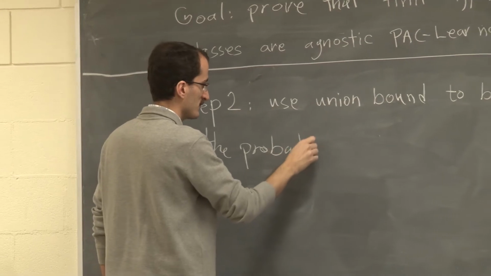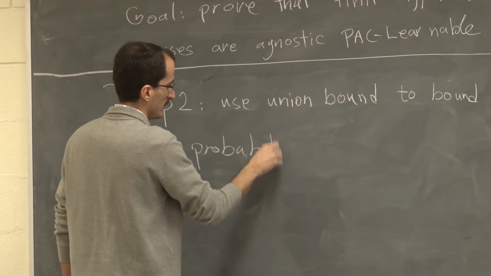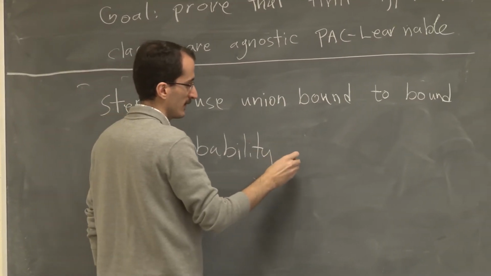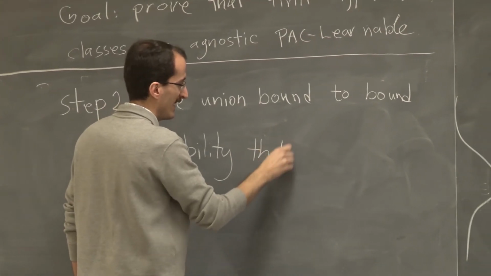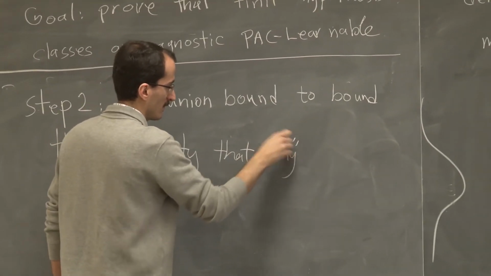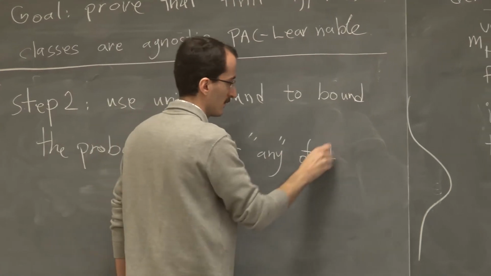Use union bound to bound the probability that one of them, or any of them, fails.